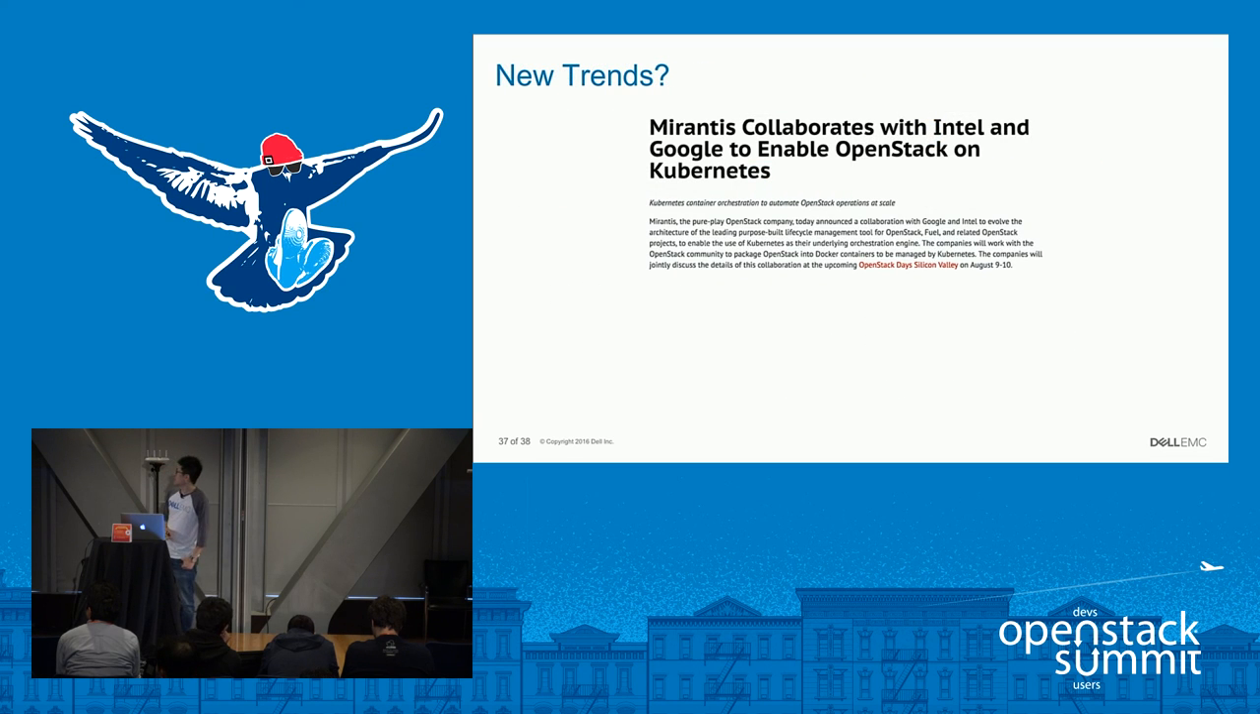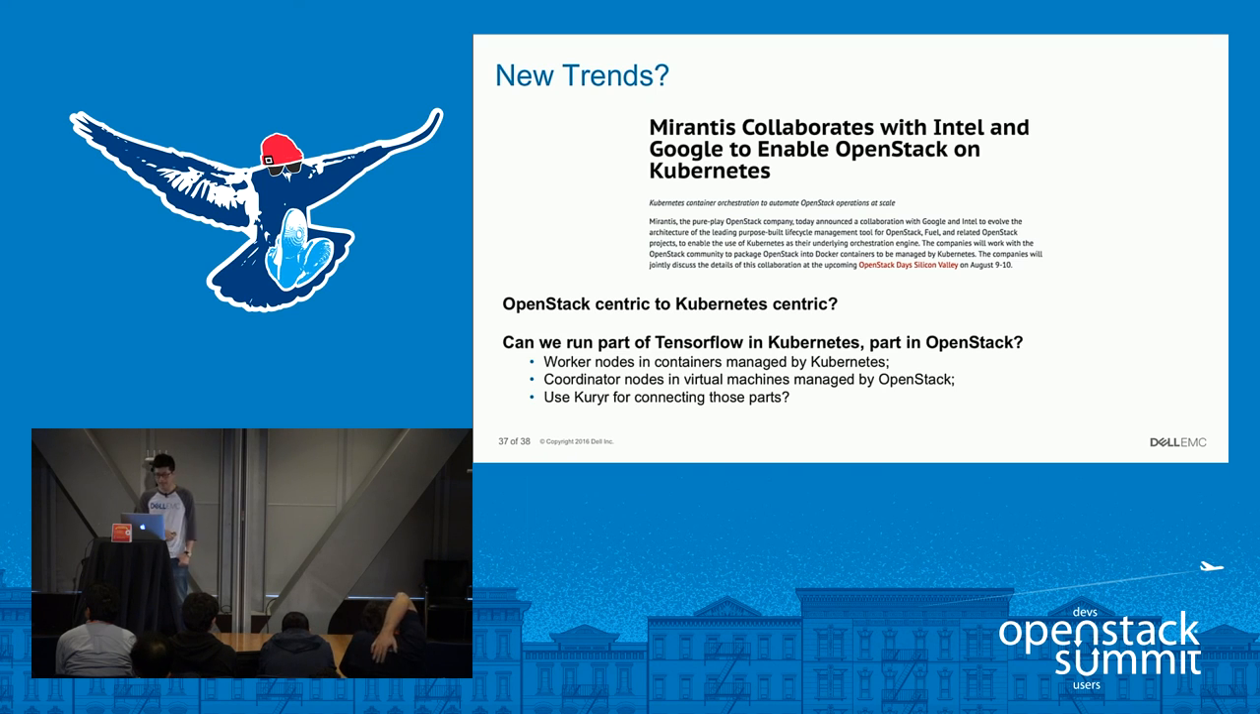And we also found a very new chance not long ago. Mirantis is collaborating with Intel and Google to enable OpenStack on Kubernetes. They said they will initiate a project to build OpenStack upon Kubernetes. So the question is, is it OpenStack-centric or Kubernetes-centric? We are using OpenStack and using Kubernetes, so we are very interested in this project. We can imagine that we can just deploy our TensorFlow in Kubernetes, and also create OpenStack as another application. We can put some of my components in that OpenStack and use something like Kuryr to connect the parts together. It is very interesting, at least to myself.